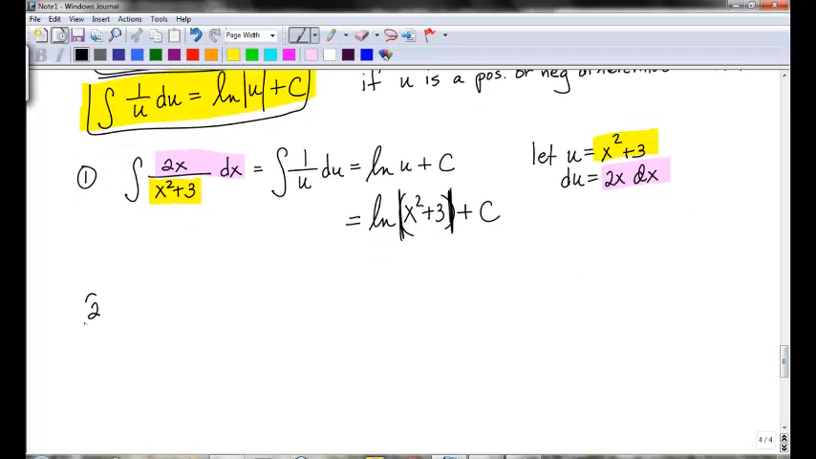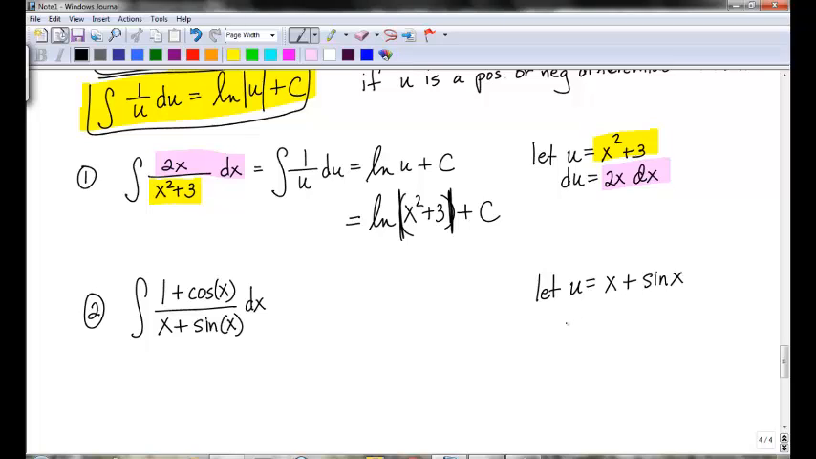Look at another one. They give you the integral. Up in the numerator is 1 plus cosine of x. Down in the denominator is x plus sine of x. And it's all with respect to x. Your clue is in the denominator, right? So on this one, let u equal x plus sine x. Take the derivative of both sides. Derivative of x is just 1. Derivative of sine is cosine. And then with respect to x.